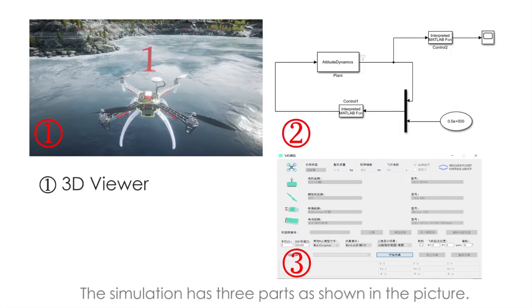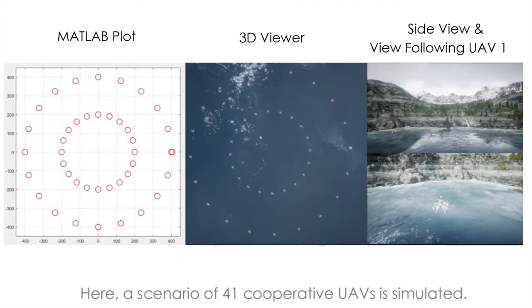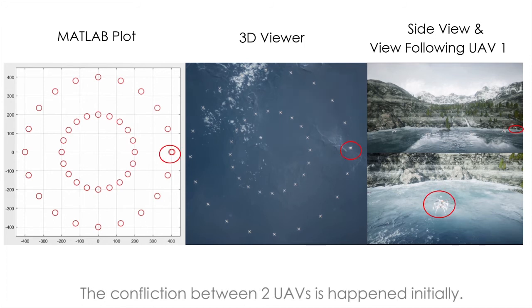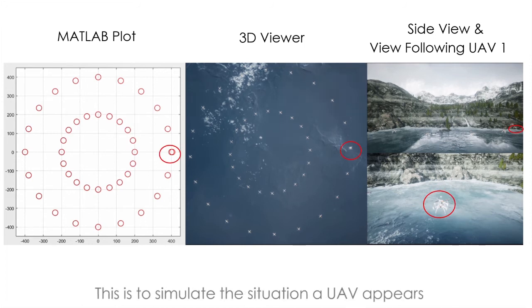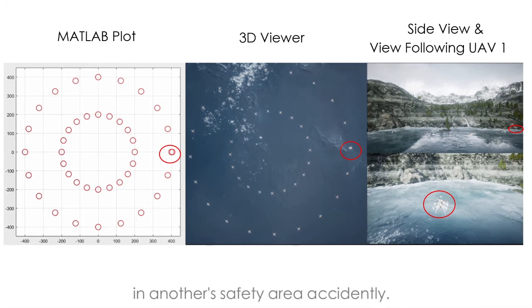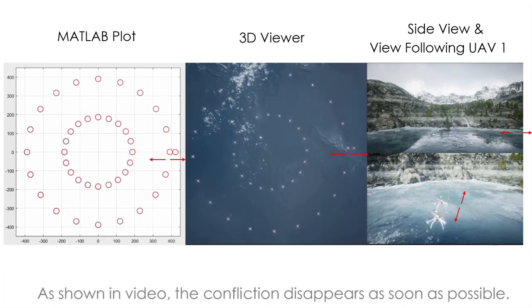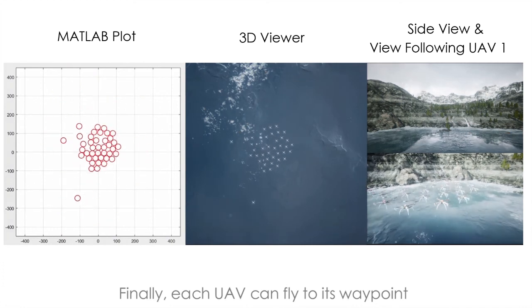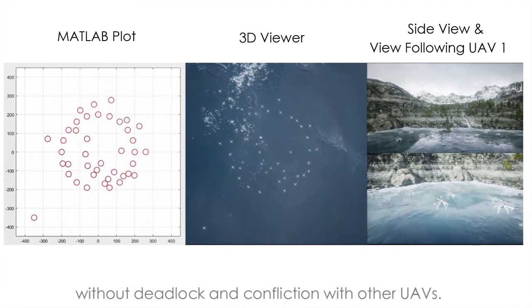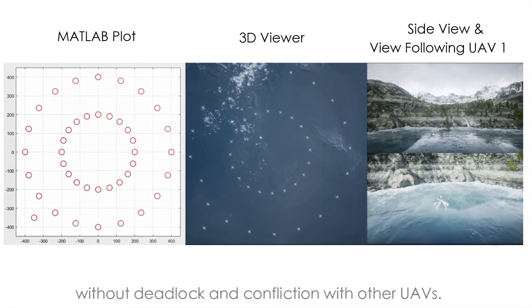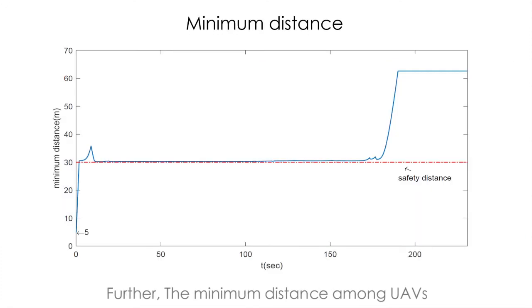The simulation has three parts as shown in the picture. Here, a scenario of 41 cooperative UAVs is simulated. The confliction between two UAVs has happened initially. This is to simulate the situation where a UAV appears in another's safety area accidentally. As shown in the video, the confliction disappears as soon as possible. Finally, each UAV can fly to its waypoint without deadlock and confliction with other UAVs. Further, the minimum distance among UAVs stays greater than the safety distance.